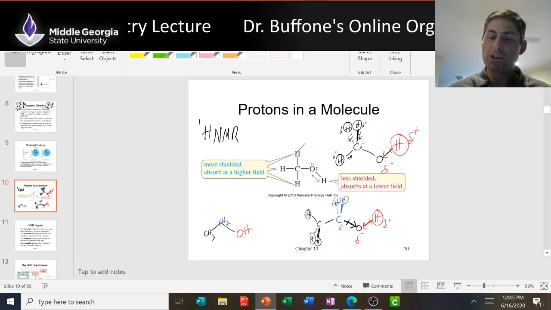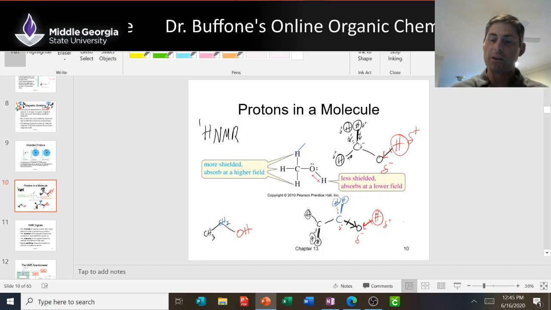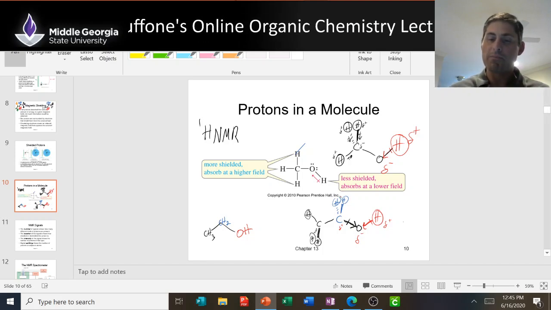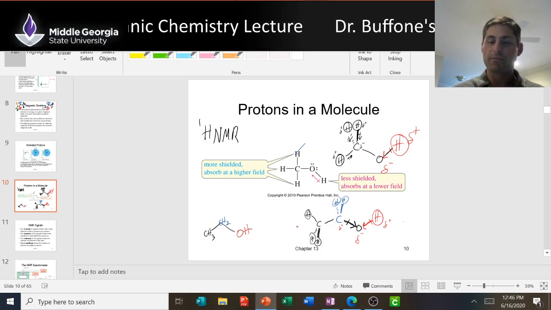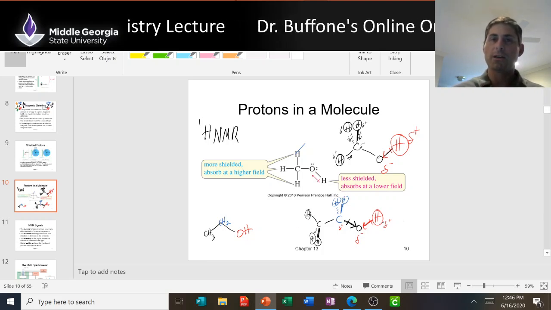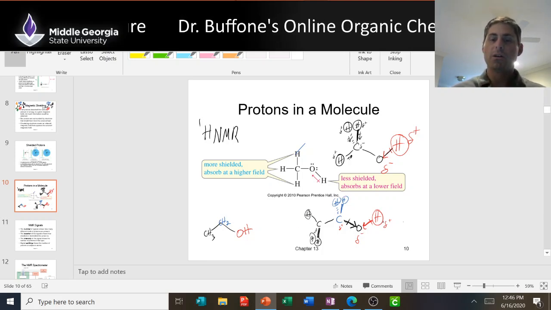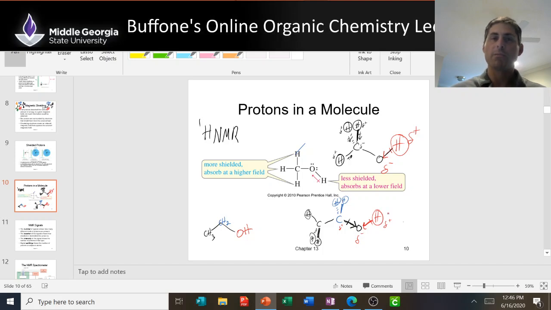So the most de-shielded and the furthest downfield. These will also be more downfield compared to these. And we would get 3 signals, 1, 2, 3, for each non-equivalent proton.